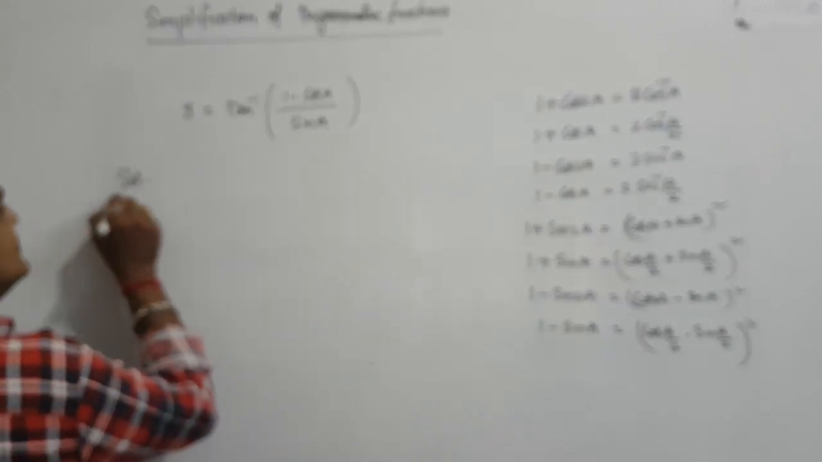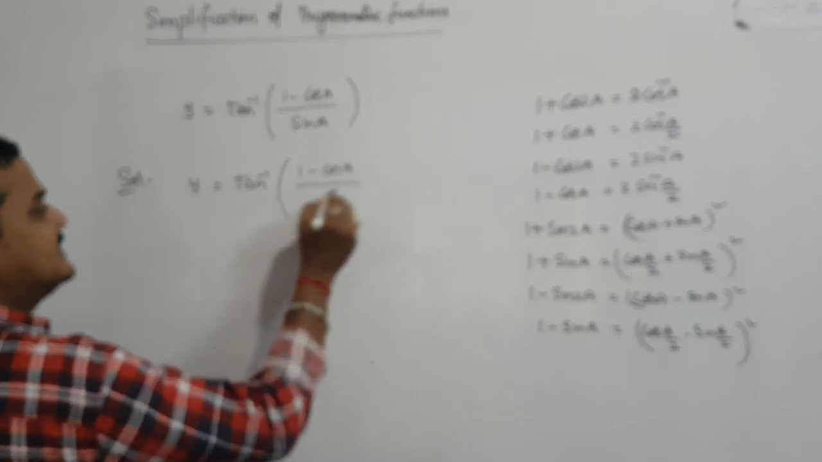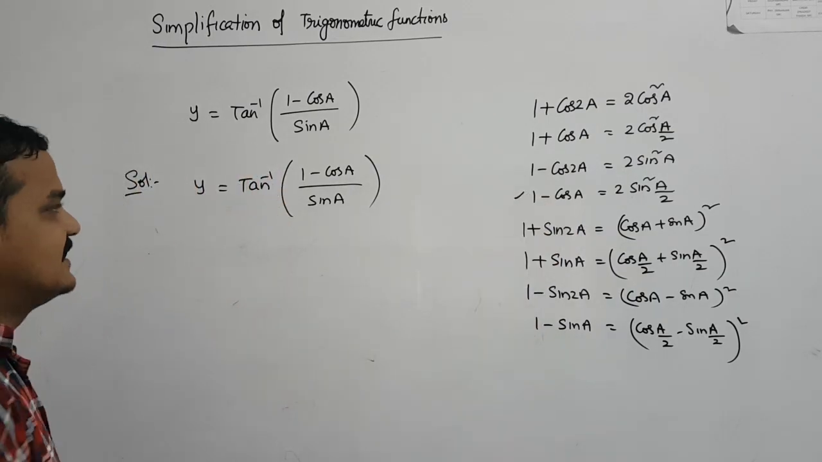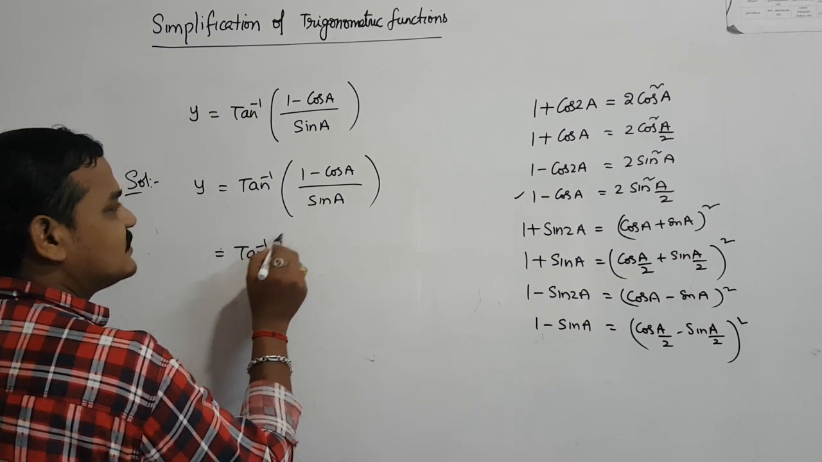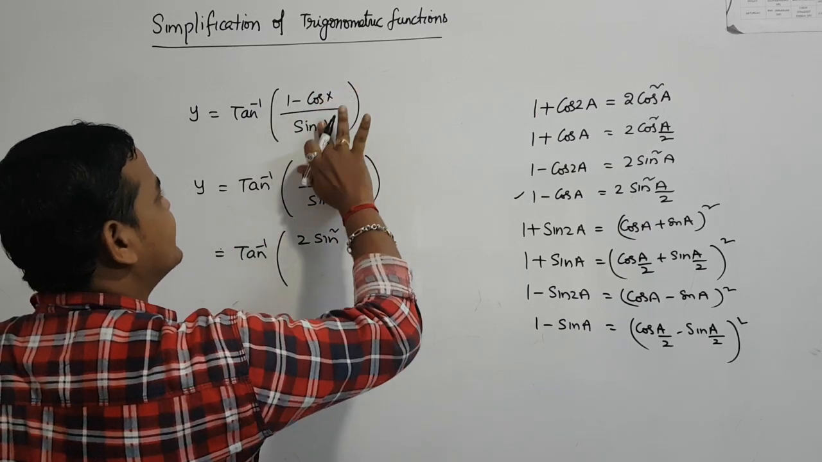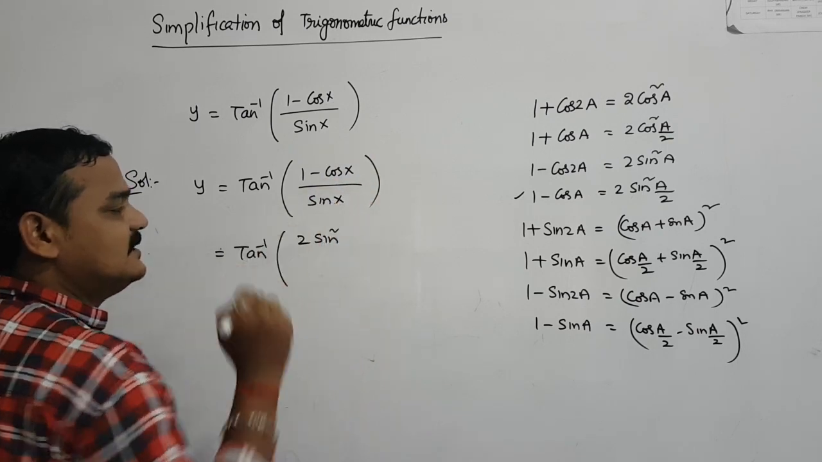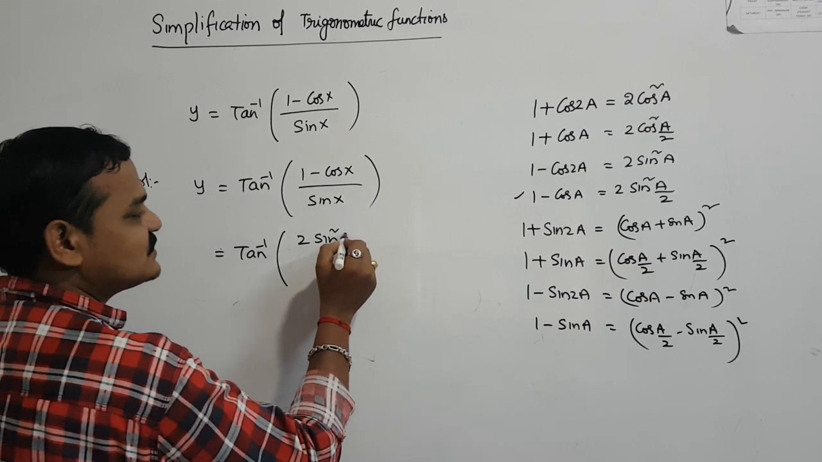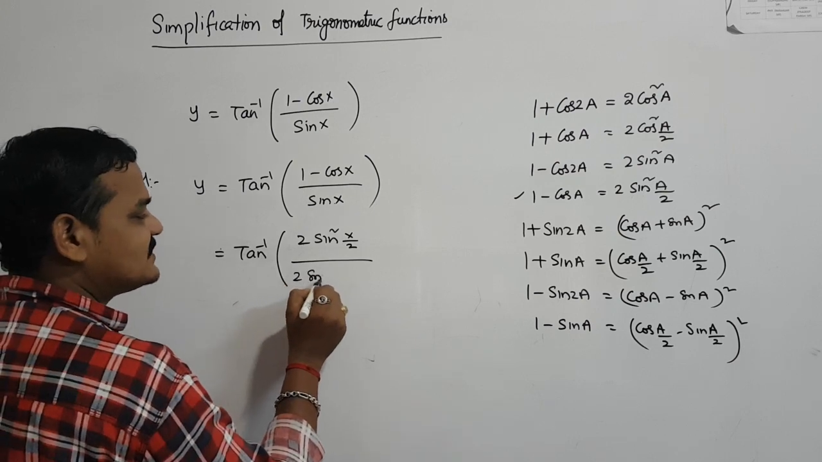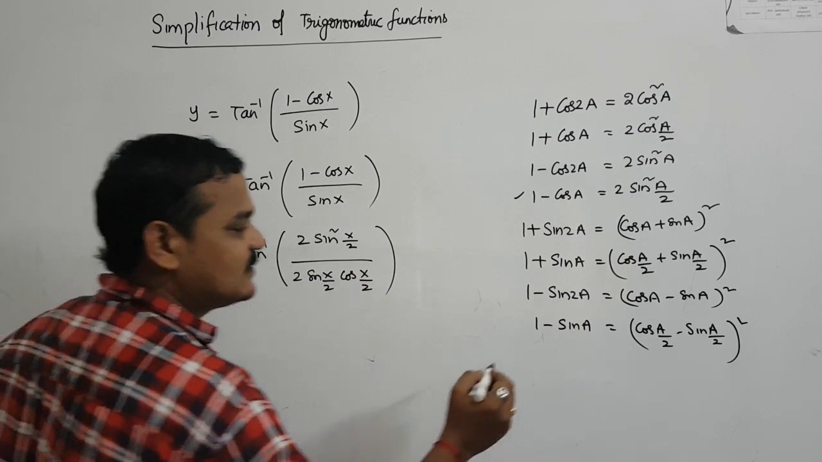Just observe the solution. y is equal to tan inverse of (1 minus cos A) by sin A. Now apply this formula here, 1 minus cos A. What is the formula for 1 minus cos A? Don't write A, write X, because I am differentiating with respect to X, so write it in the function variable X. So 1 minus cos X is equal to 2 sin square X by 2, and again the sin 2A formula, that is 2 sin X by 2 cos X by 2, because sin 2A is equal to 2 sin A cos A. What is the formula?